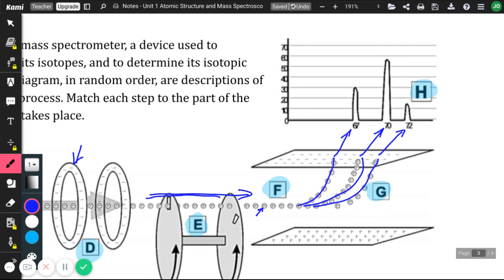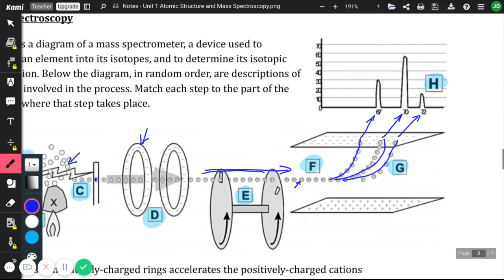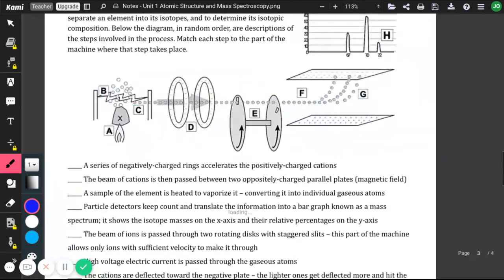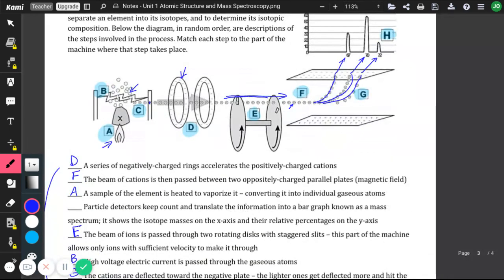In this case, the isotopes with a mass number of 67 hit the plate 30 times. Mass number of 70 hit the plate about 57 times. And with a mass number of 72, hit the plate about 12 to 15 times. So that's how a spectrometer works.